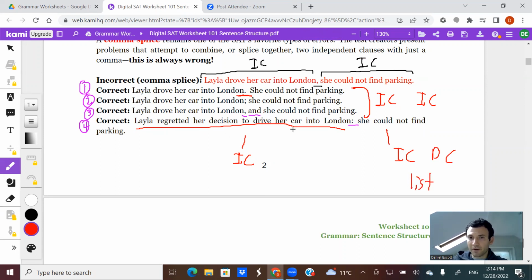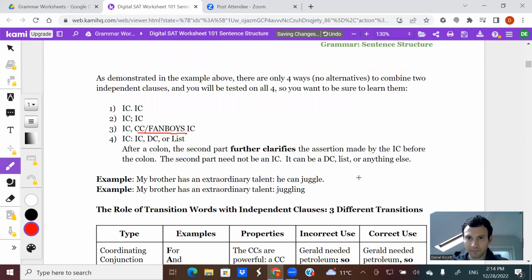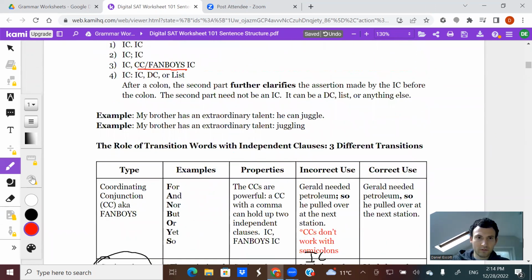So Layla regretted her decision to drive her car into London, independent clause. She could not find parking. That explains why she regretted her decision. So it's a further explanation. And in this case, it's an independent clause. But just to show you, here's kind of the notes on colons. But just to show you, I could just as easily do either one of these, and these are both correct. So I don't have to have an independent clause second. I just have to have it up front.